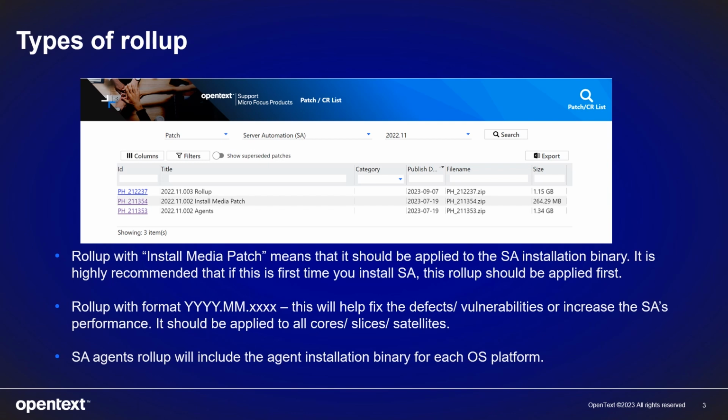The second one is the cumulative rollups. I'm using the term cumulative because you only need to install the latest rollup release, and it will include all the fixes from the previous versions. It will have the format of the date, the year and month, and the number ID here.